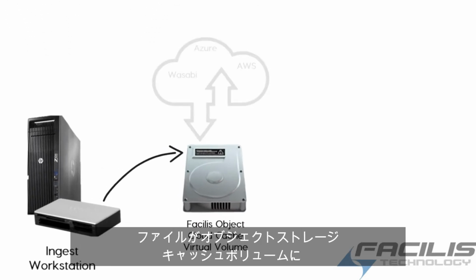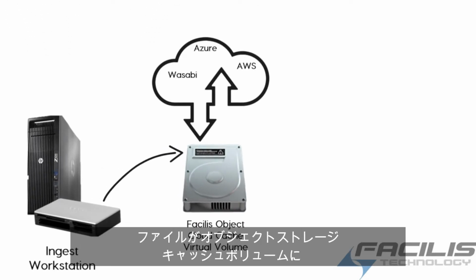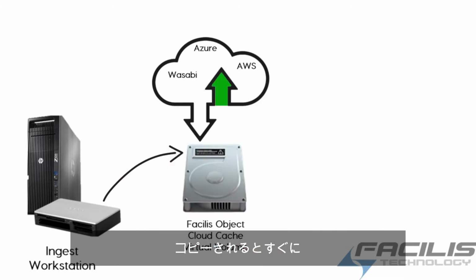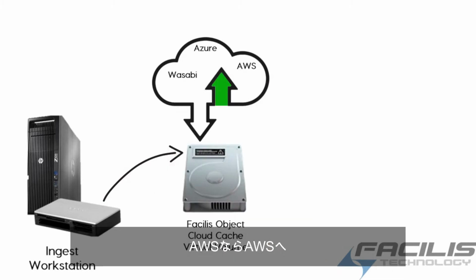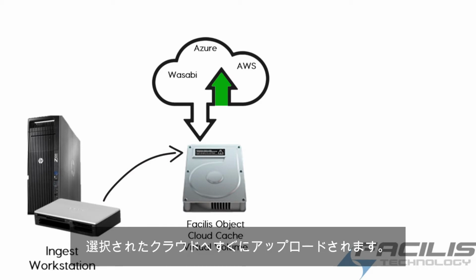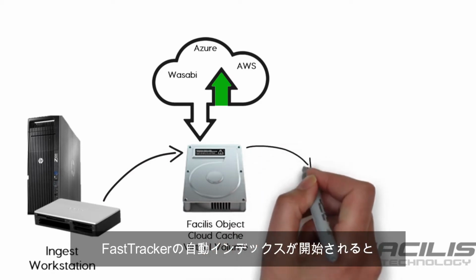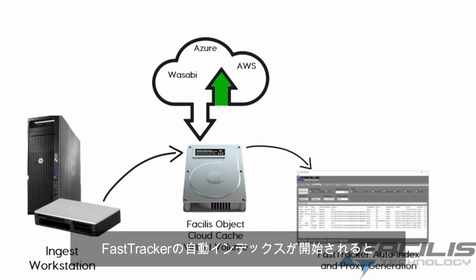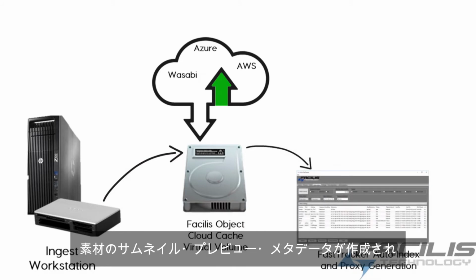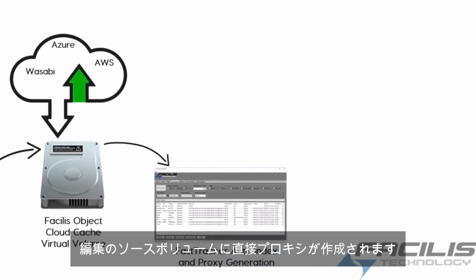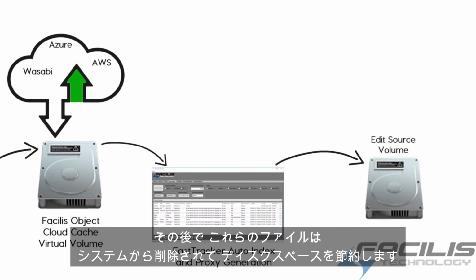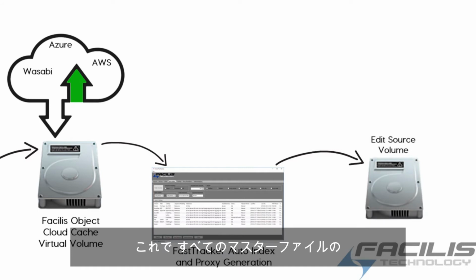As soon as the files are copied to the object storage cache volume, they are immediately uploaded to the cloud of your choice, Azure or AWS if it's your account, and Wasabi if you bought the storage through us. Later on, those files are flushed or purged from the system to save disk space. Before that happens, Fast Tracker Auto Index kicks in and indexes the material to the catalog, creates the proxy directly into the edit source volume. Now there's a proxy for every master file that's available for edit.